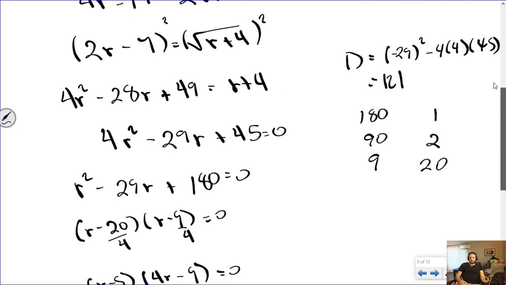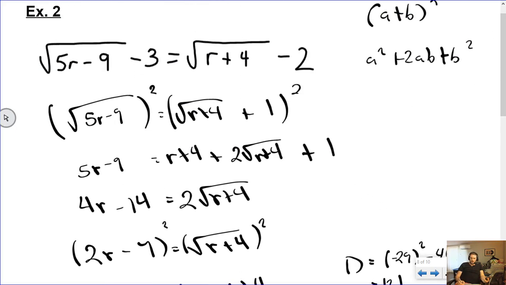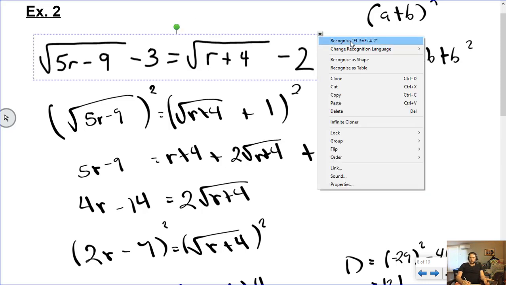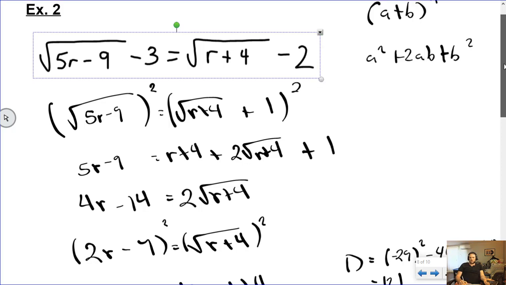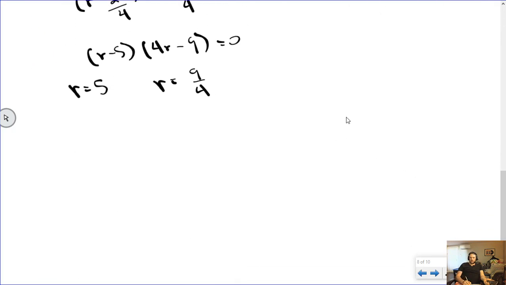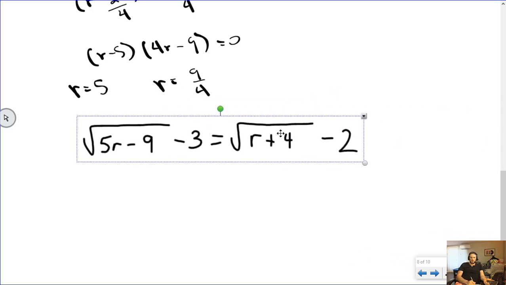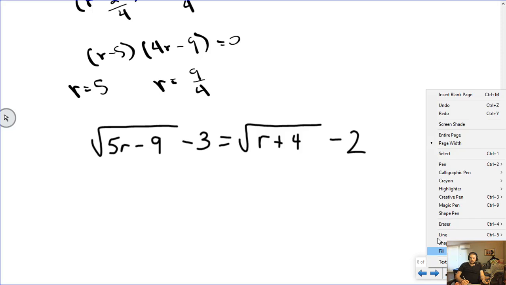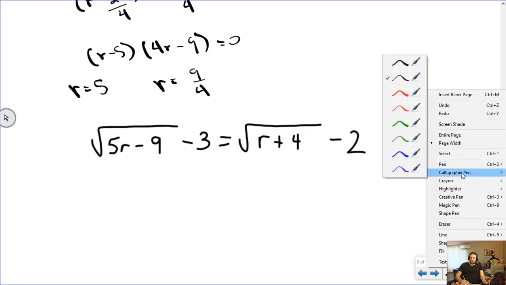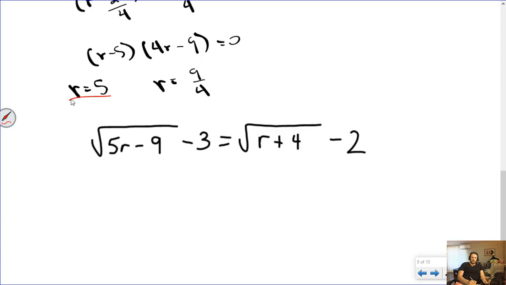Okay, so we have two possible answers here, but we don't necessarily have the final answer because one of them could be extraneous. So what we need to do is go back and check our answers in our original equation. We're going to take our original equation and use our two possible answers to make sure it's going to work. So let's take r equals 5 and plug it into my original equation. The square root of 5 times 5 minus 9, minus 3, is going to be equal to the square root of 5 plus 4, minus 2.